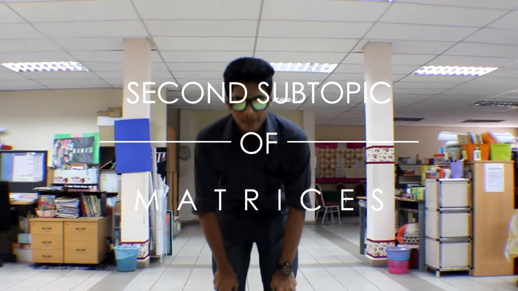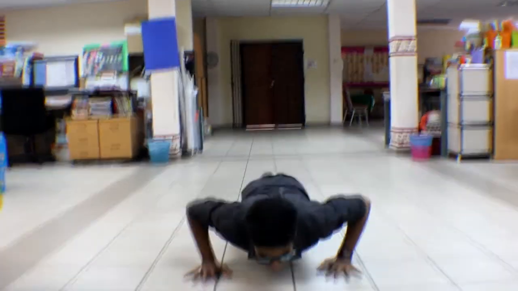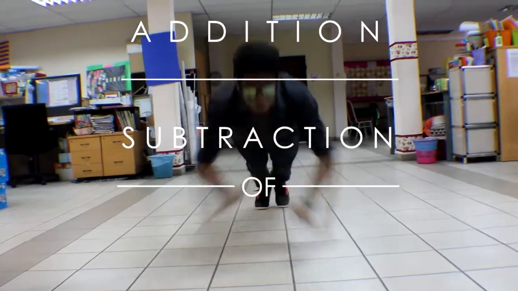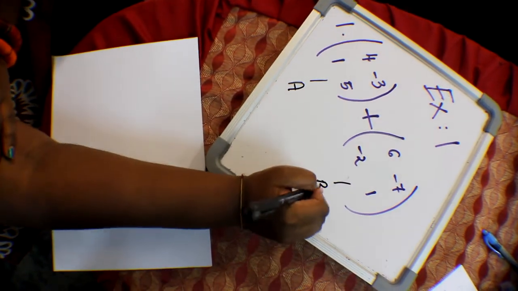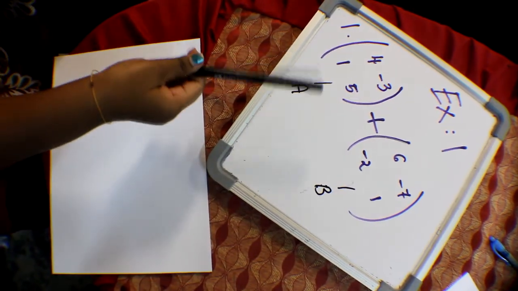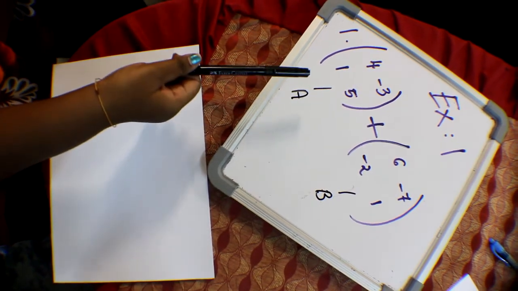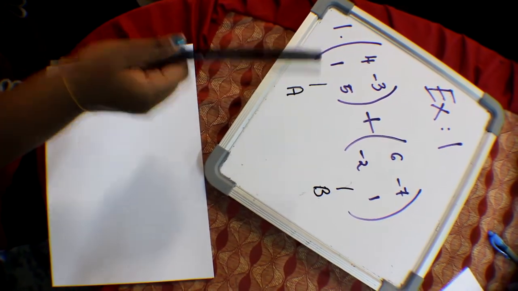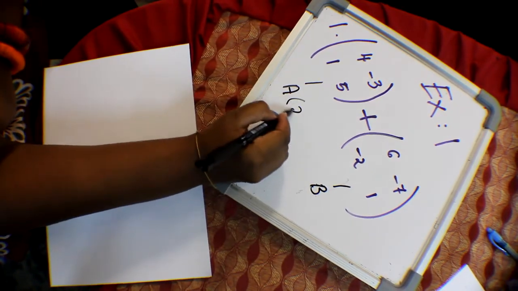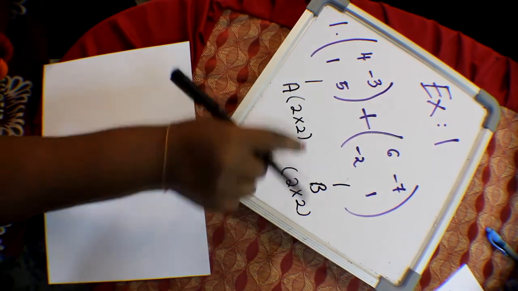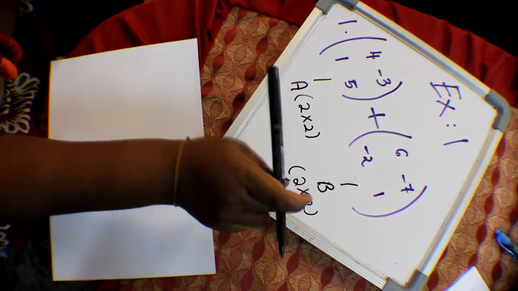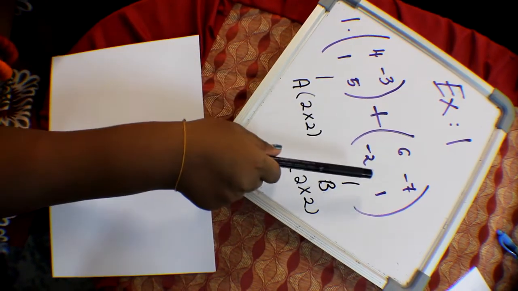Second subtopic of matrices. Addition, subtraction of matrices. So say we have two matrices, matrix A and matrix B, and we would like to add them. When they are matrix A and B, all we have to make sure when we add or subtract is the order of the matrix. This order is 2 times 2. This order is also 2 times 2. As they are equal in order, therefore we will be able to add or subtract these matrices.